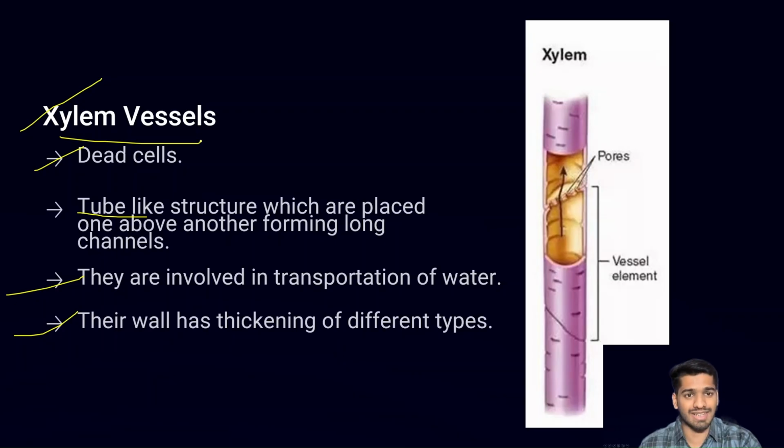So your xylem tracheids and xylem vessels are the two cells which are mainly involved in the transportation of water. And you have to talk about their shape. So they were elongated cells, and these are cylindrical or tube-like structures. And both of these cells are dead cells.